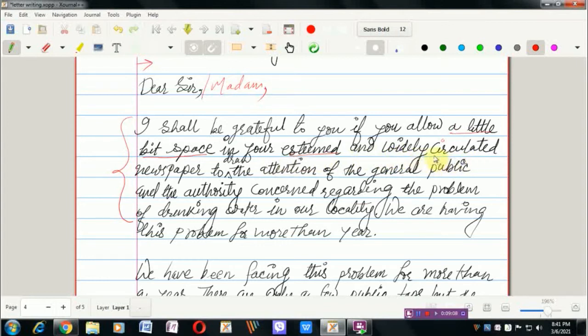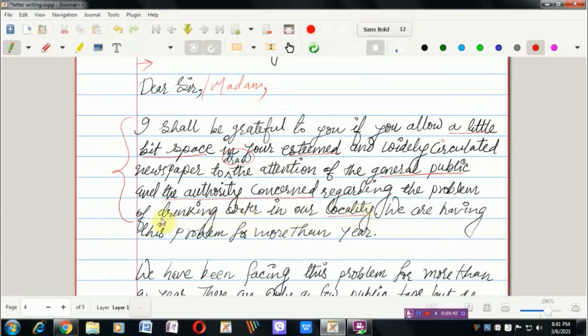Okay, so it's a widely circulated newspaper, which lots of people read. Now the purpose of writing this letter is to draw attention, to draw the attention of the general public as well as the authorities concerned, related to the drinking water supply, regarding the problem of drinking water in our locality.